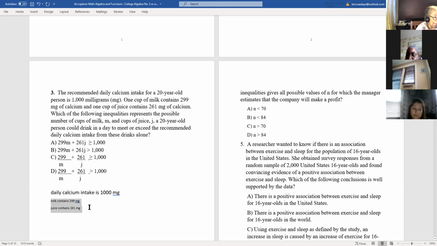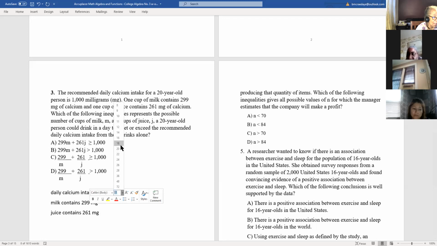Now notice they said what? What's a key thing they said here? Which of the following inequalities represent the possible number of cups of milk and cups of juice a person could drink in a day to meet or exceed? In other words, equal or be greater than. Exceeds means to be greater. So what would be your answer, Latoya?